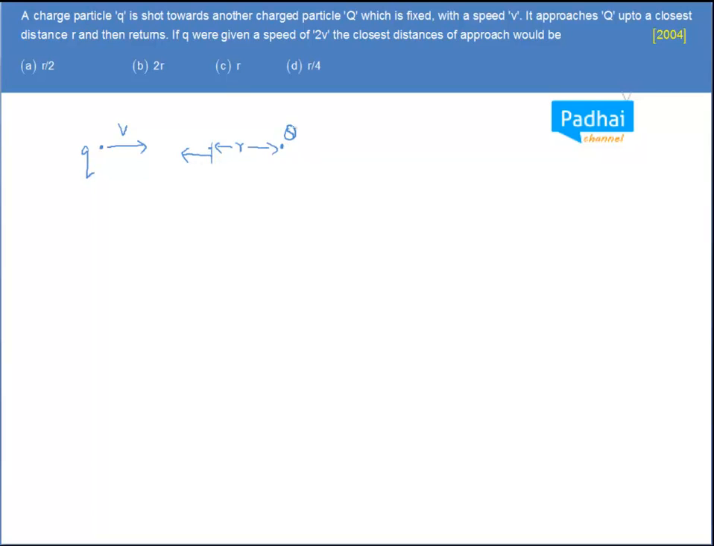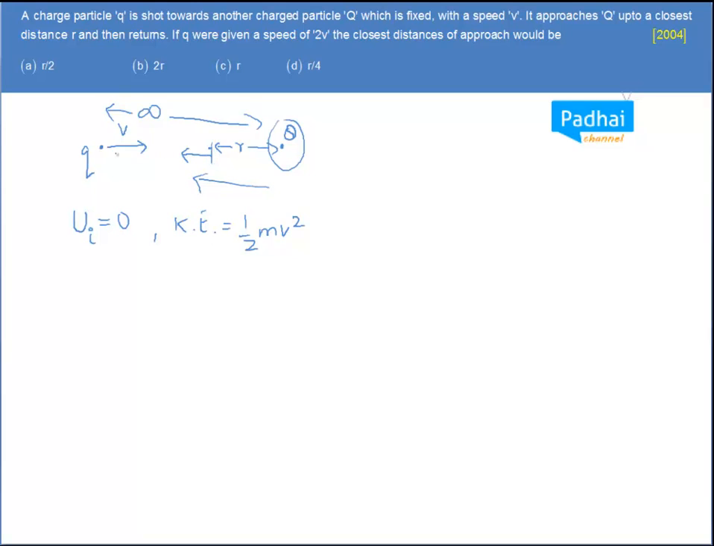Why does it return back? Because there is an electric field in this direction, so a force will be acting on this charge. So what will happen in this case? Right now it has some energy. Let us assume that it is at a distance infinity from the charge Q. So when it is at infinity, potential energy is 0, U initially 0. So right now it only has kinetic energy, which is half mv square.